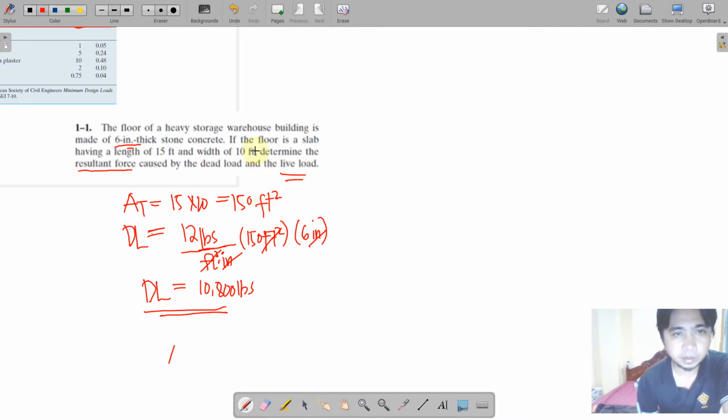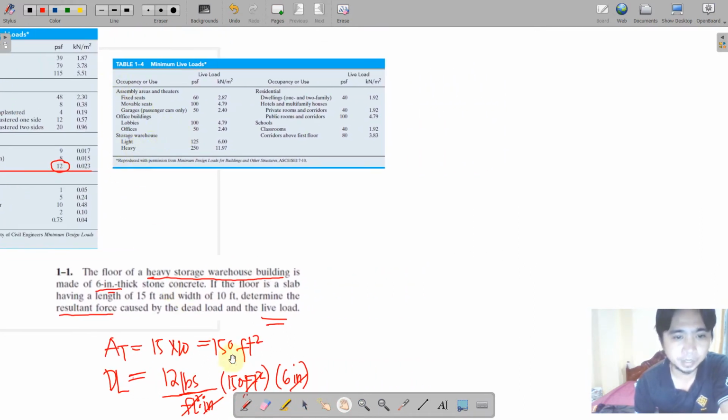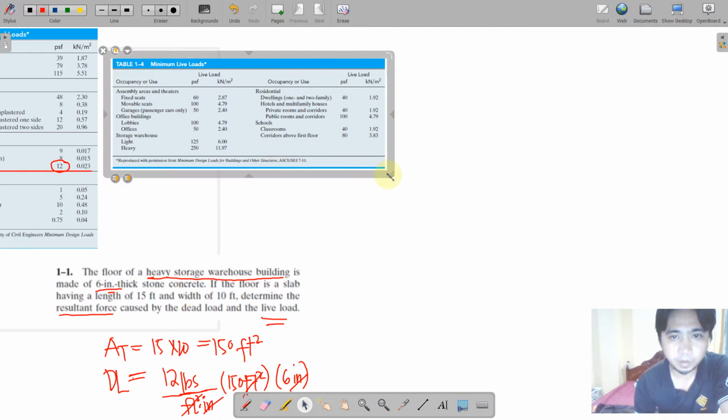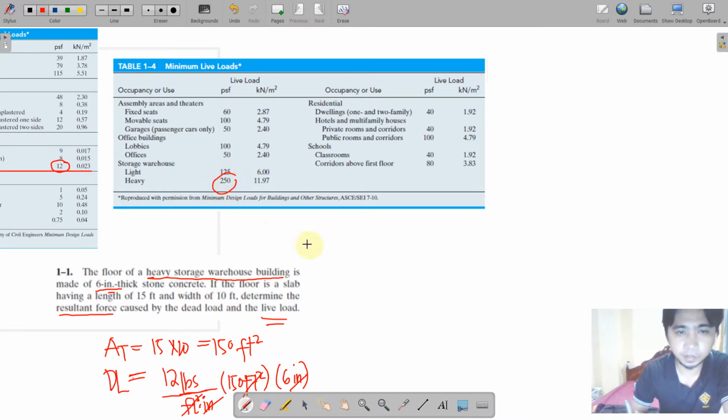Basically, we are to look at what will be the occupancy of the floor. The floor is a heavy storage warehouse building. So where shall we get that one? Heavy storage, on table 1-4. So on table 1-4, where's that? Heavy storage warehouse came to be 250 PSF. So we're going to pick that one.